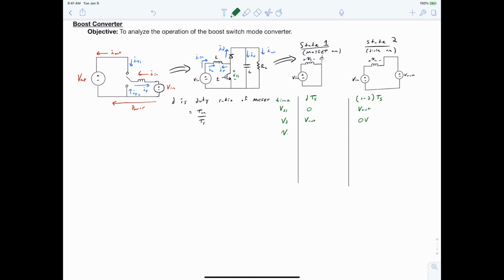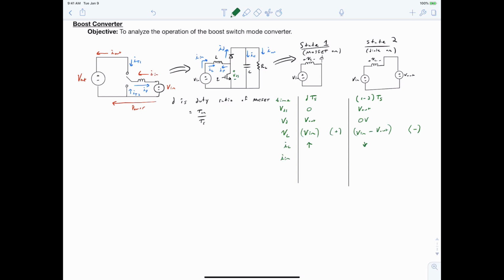Our instantaneous inductor voltage in state 1 is going to be equal to Vin, and in state 2 it's going to be equal to Vin minus Vout. So we can note the polarity of this. Vin is positive, so in state 1 our inductor voltage is positive, and since Vout is greater than Vin, in state 2 we have a negative inductor voltage, which means that our inductor current is increasing during state 1 but decreasing during state 2.